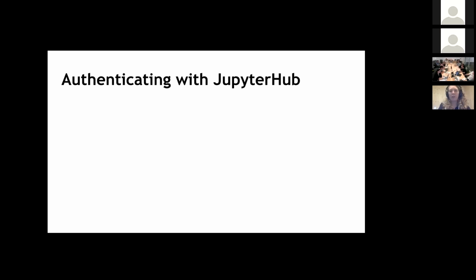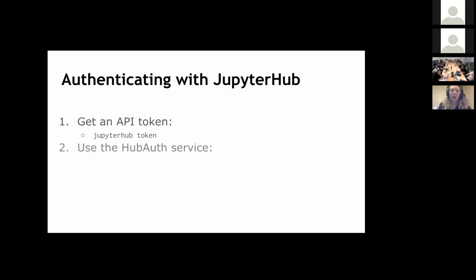And so you have a set of users that you want to be able to access your service, and so you want to ask JupyterHub whether those users are who they say they are. So to do this, you again get an API token from JupyterHub. And then Min wrote this hub auth surface.